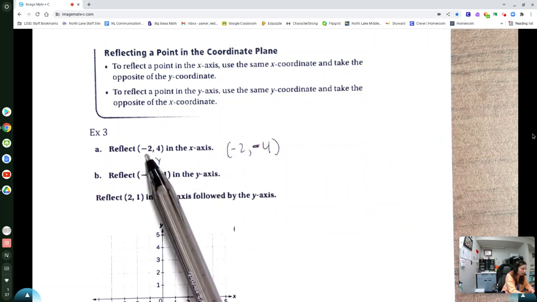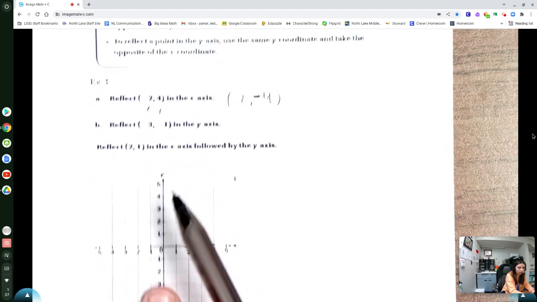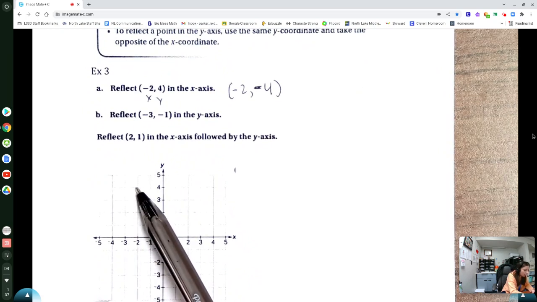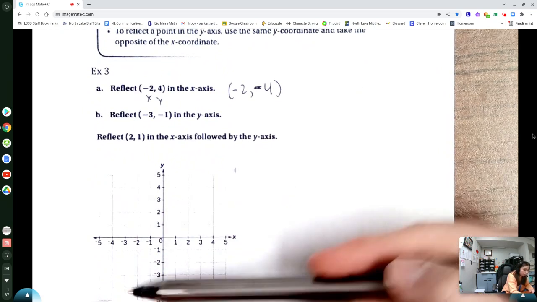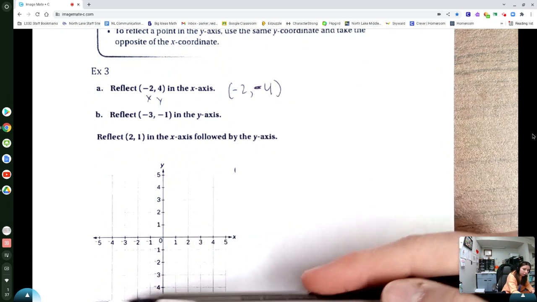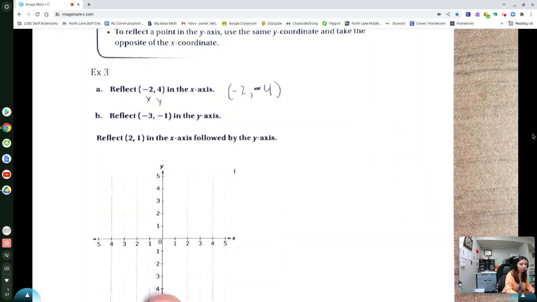If I imagine where negative 2, 4 is on my grid, let's look down here. I would walk left 2 and up 4. This is where it would be. To reflect it over the x-axis over this way, it ends up at negative 2, negative 4. We can see how it went from the top to the bottom. I reflected it over the x-axis just by changing the y value.